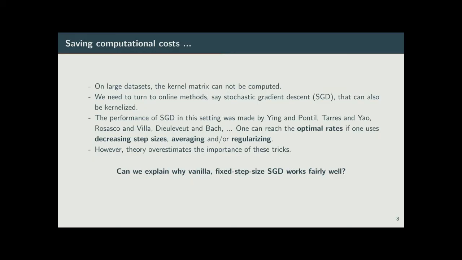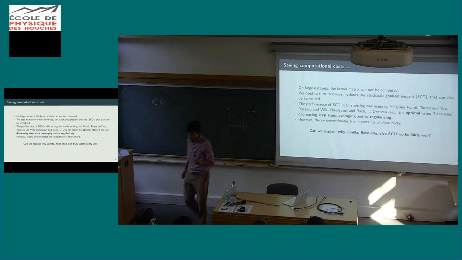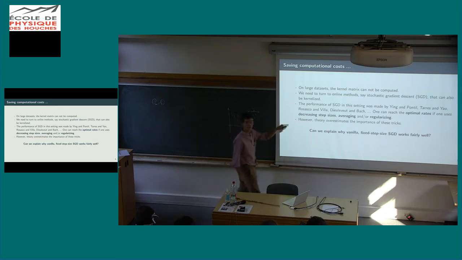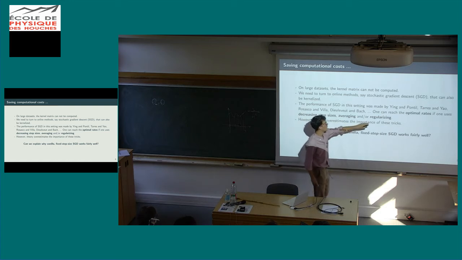However, if you talk to people that actually do machine learning with real data, and we're lucky at Sinior because we have this, well, first you're disappointed because they don't use kernel methods; they use neural networks. But still, if you force them to use kernel methods, they will not use these tricks. They will not decrease step sizes, or very little compared to what the theory says. They will definitely not average, and they will regularize quite little compared to the prediction.